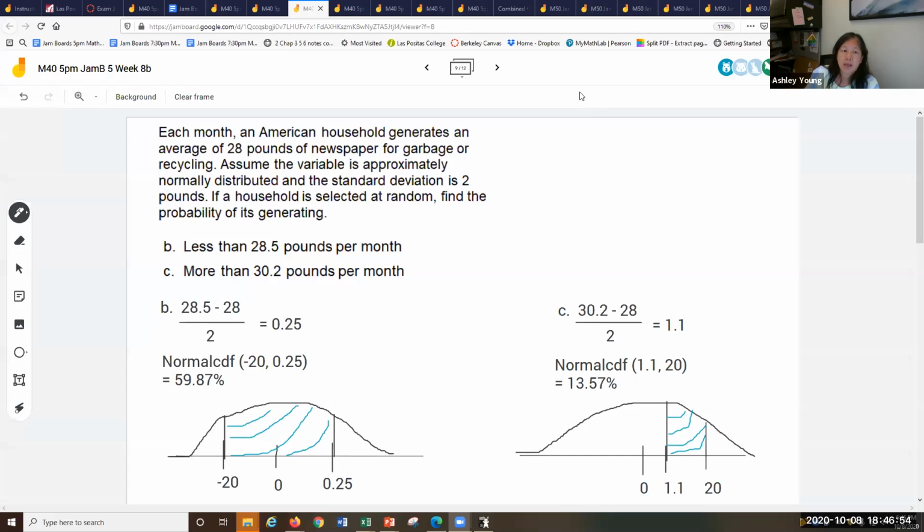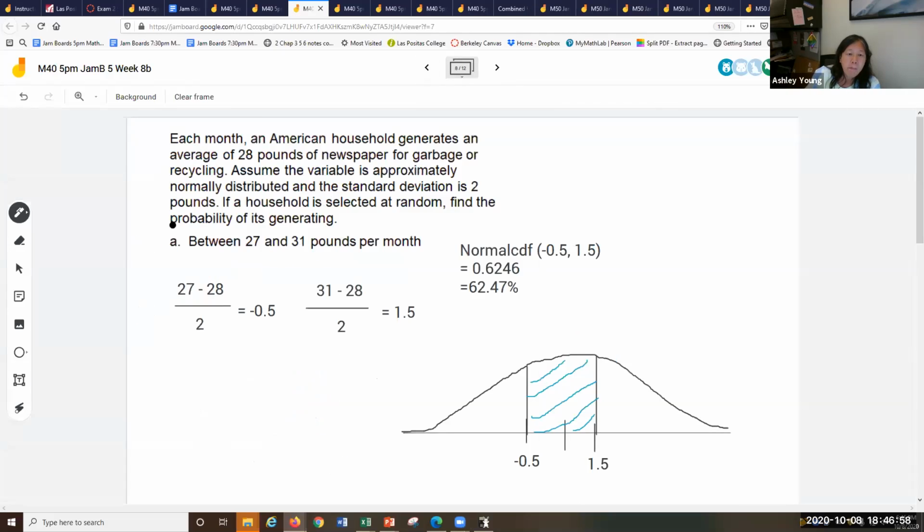All right, welcome back. Let's go ahead and take a look at A and B. So A, first they found the Z-score for 27. 27 minus the mean, right? Average of 28, that's the mean. And then the standard deviation of 2. And they found it has a Z-score of negative 0.5. And they found the Z-score for 31, right? 31 minus the mean divided by the standard deviation, 1.5.